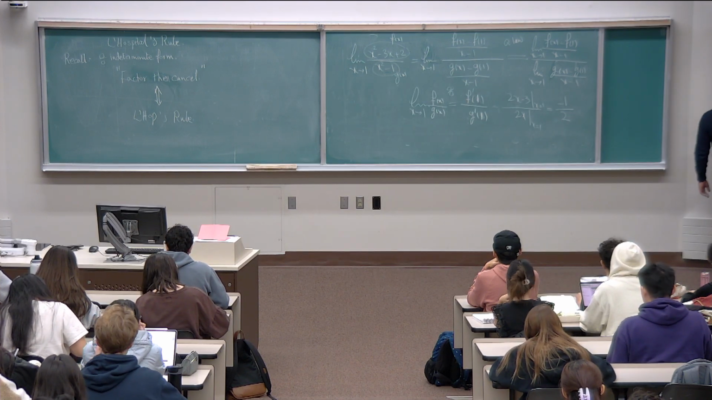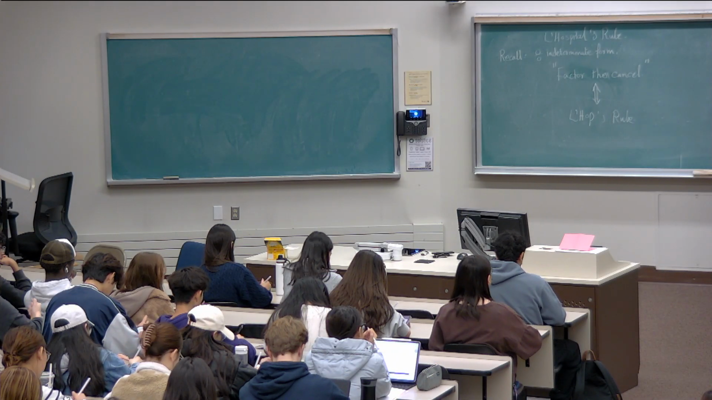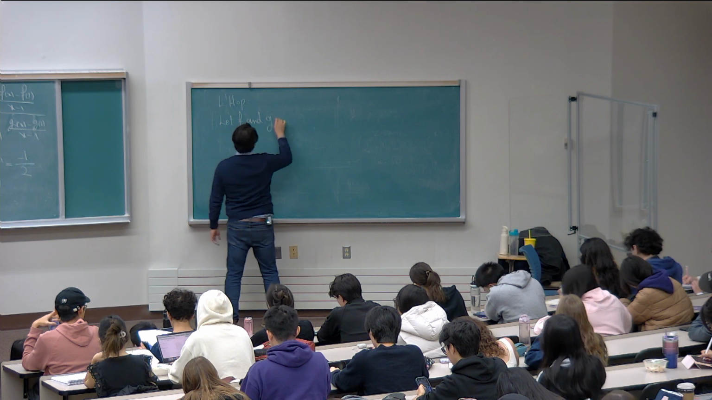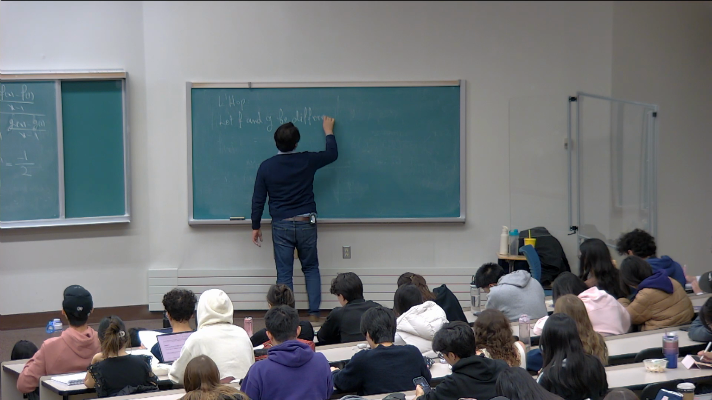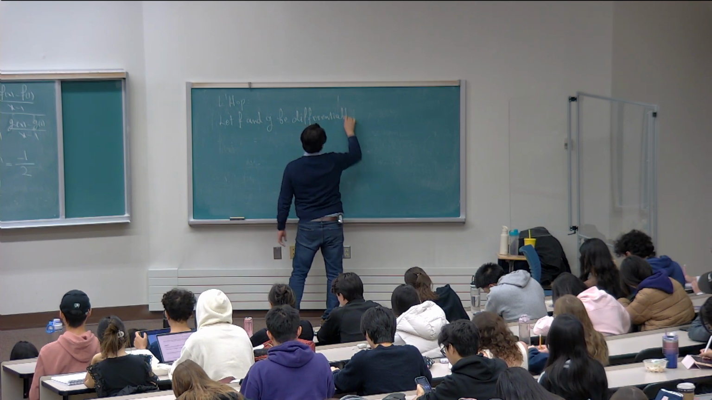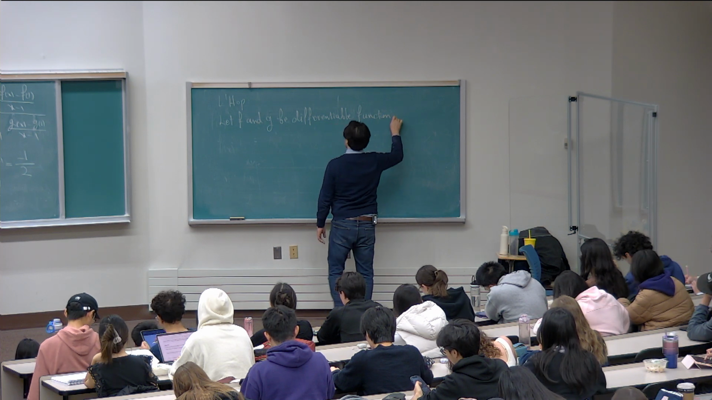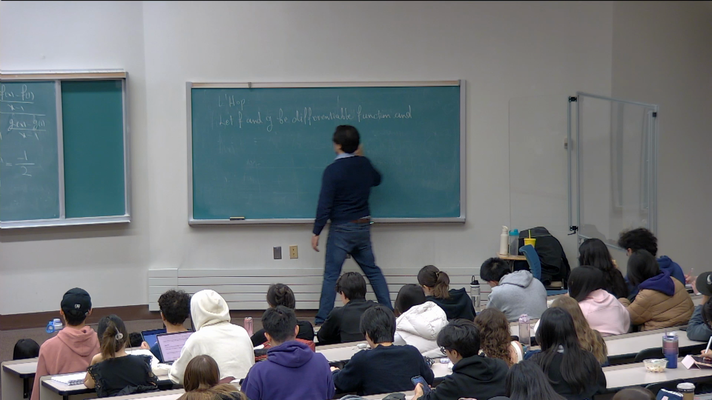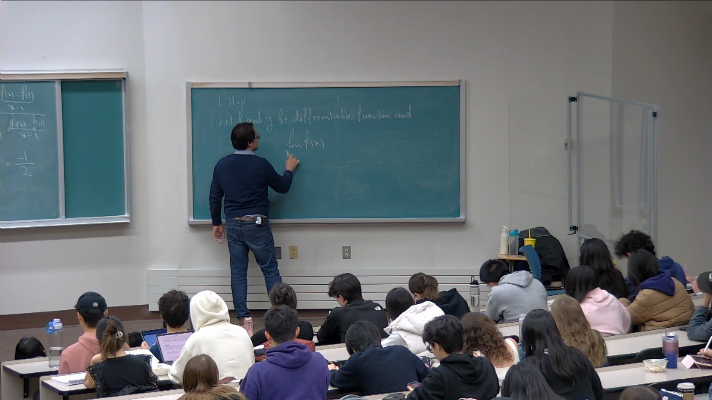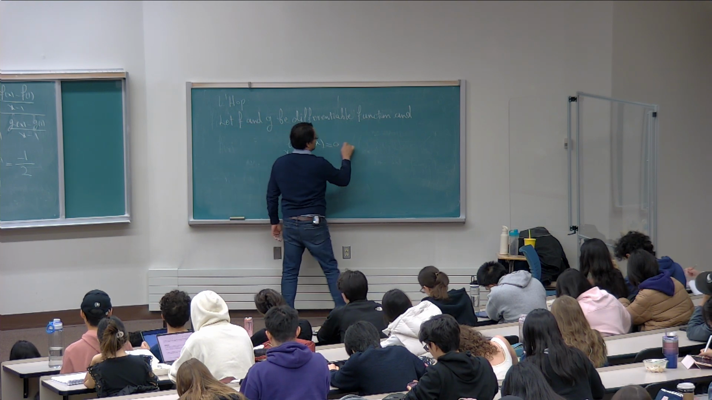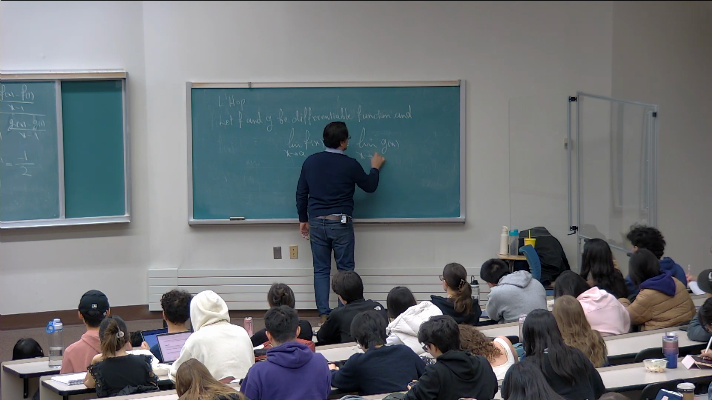What is L'Hopital's rule? It says let f and g be differentiable functions. It's enough to be differentiable around a, and the limit of f of x as x approaches a is 0, and it is equal to the limit of g of x as x approaches a.